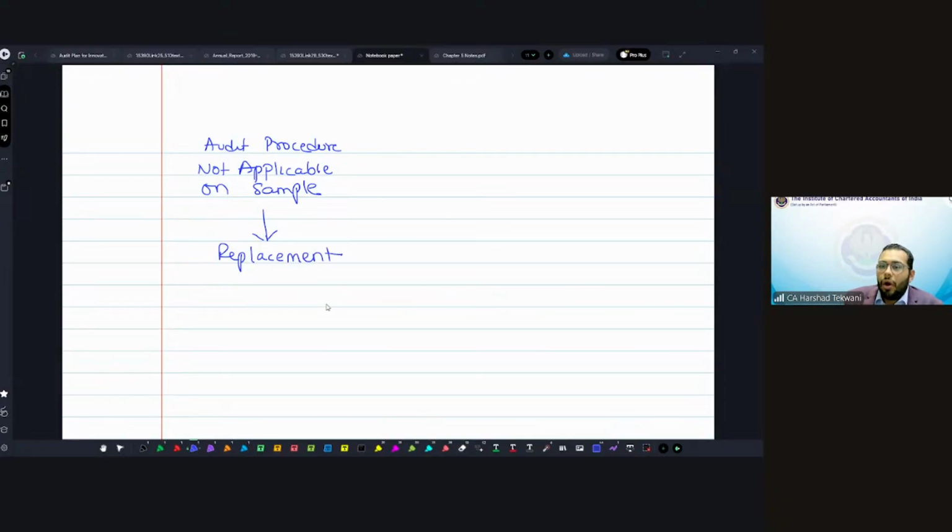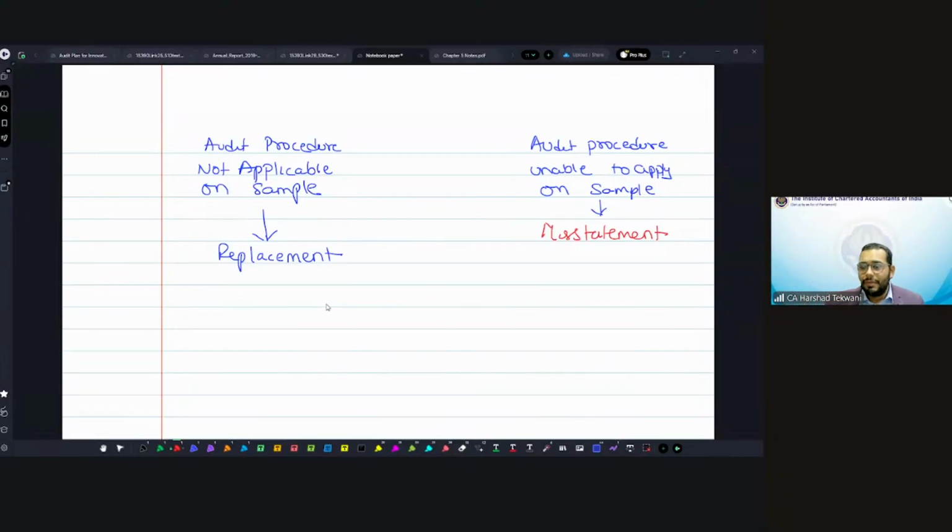If I say audit procedures unable to apply on the sample, this will not call for a replacement, but this will result in a misstatement. Okay. This will result in the misstatement. Then again, the cycle of the evaluation of the misstatement will start.